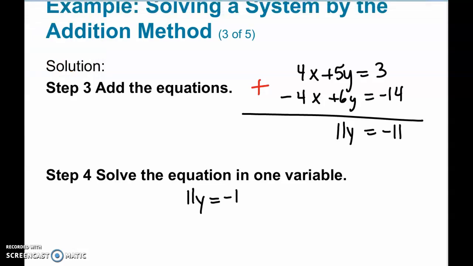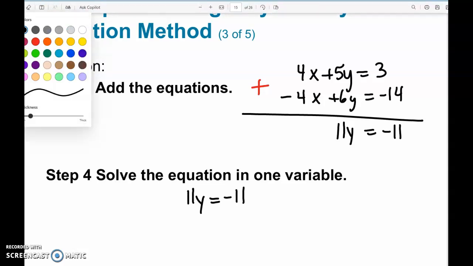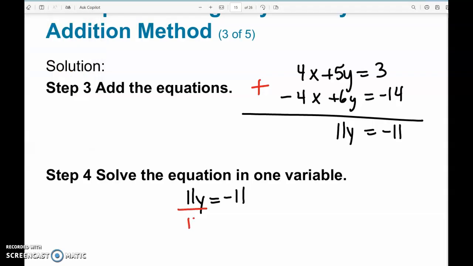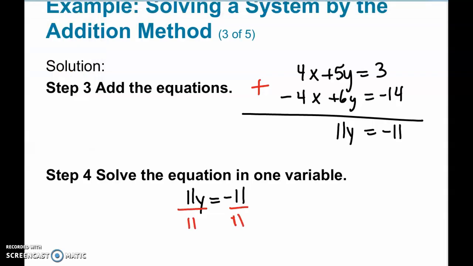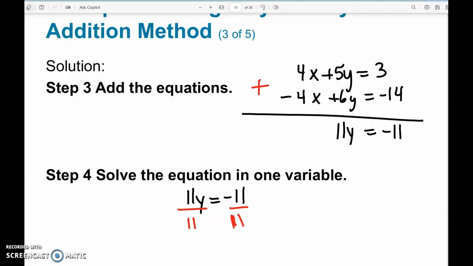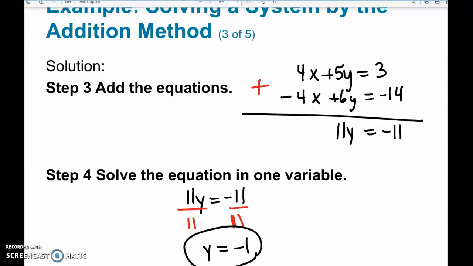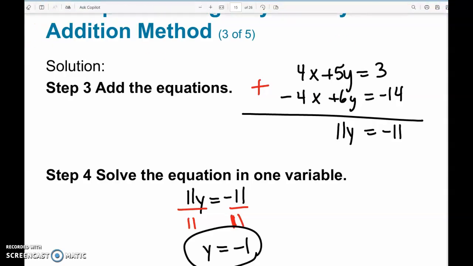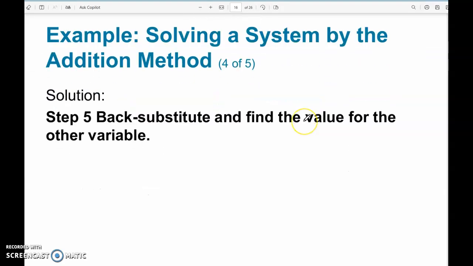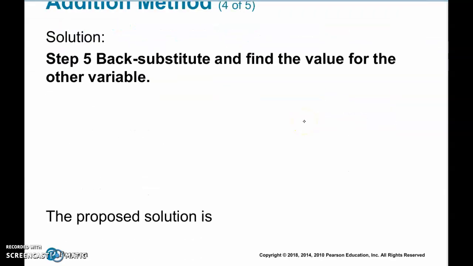So now I'm left with this, and I can solve this equation that results. Divide both sides by 11, and I end up with my answer for y, which is -1. Remember, you don't stop here. This is only part of it. So now I have to go to step 5, which said back substitute it to find the value for the other variable. So 4x plus 5y is equal to 3.